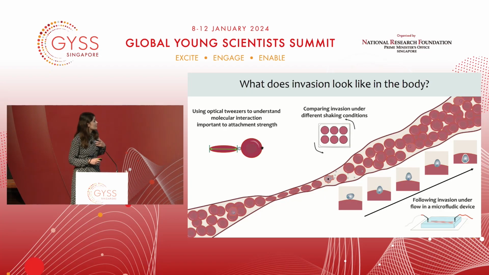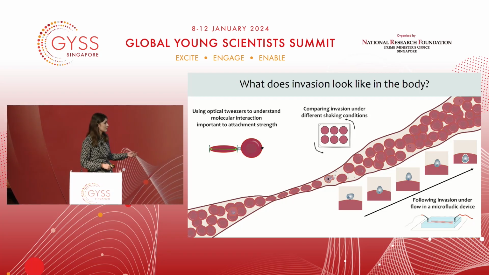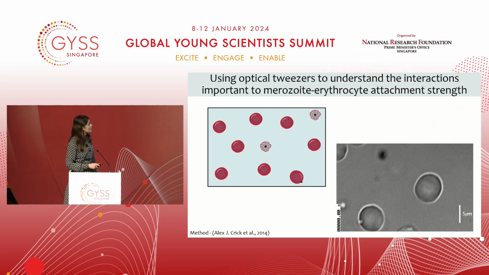So in my PhD project, I've looked at using new methods to further our understanding of invasion. I've used optical tweezers to understand the molecular interactions of attachment between the parasite and the red blood cell. I've used different shaking conditions as a way of just introducing more dynamic conditions, and this is quite a high throughput assay. And then I've done a much lower throughput assay, which gets us much closer to the blood circulation by developing a microfluidic device to follow the invasion process.